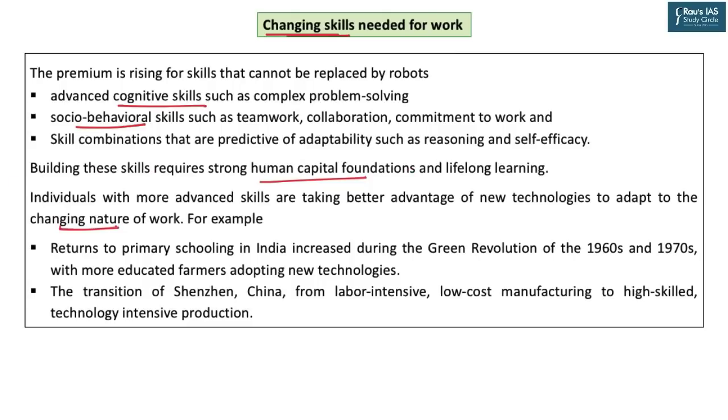In the previous DNS, I gave you this example that the return to primary schooling increased in India during the Green Revolution, because farmers who were educated, even to the primary level, adopted the new technologies faster, and they were the better beneficiaries of the green revolution technology and the initiatives taken by the government of India.